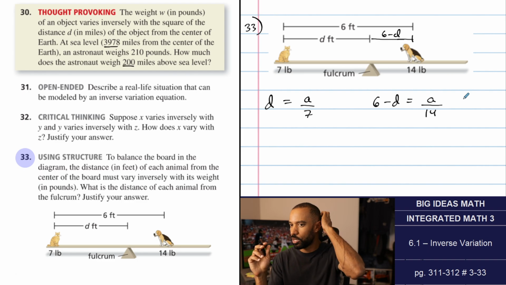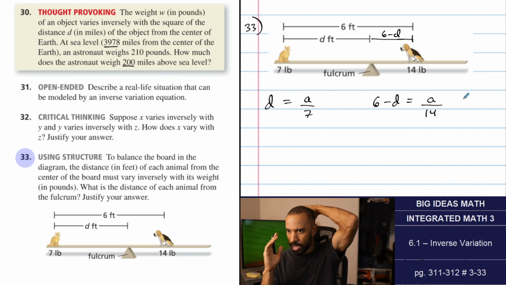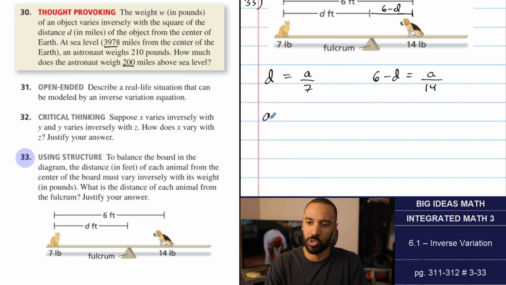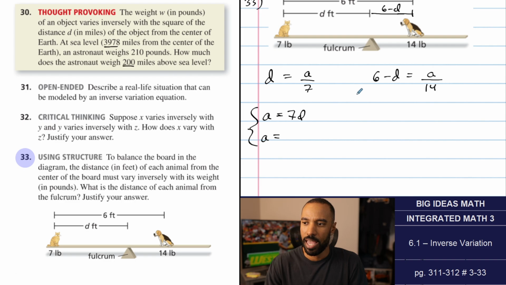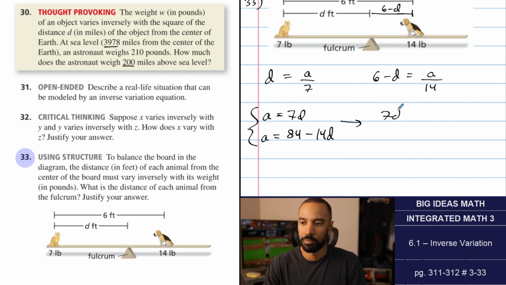So these are two different things here. We could solve for a or d first. I don't know which one's preferred. What do they want? The distance of each animal from the fulcrum. I guess we should solve for d first. Multiply both sides by 7 here, so I'll get a is 7d. And if you multiply both sides by 14 here, you get a. It's like a system. A is 14 times 6, which is 84, minus 14d. So we can set these two things equal. Add 14d to both sides and divide both sides by 4. You get d equals 4.